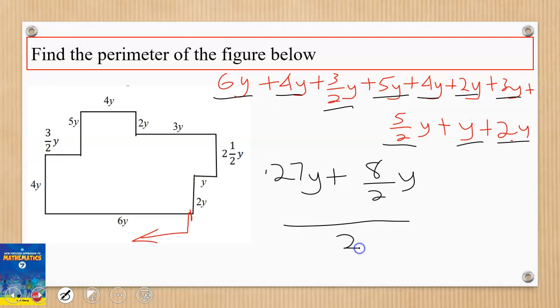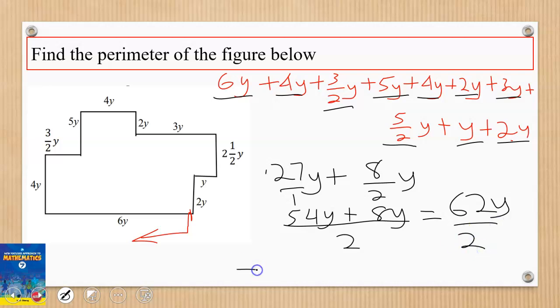The LCM is 2. Here is over 1. So 1 divides 2 as 2 times 27 will give us 54y. Then plus 2 divides 2 as 1 times 8 will give us 8y. So when we put them together, we have 62y divided by 2, which of course we can write as 31y. So the total perimeter of the figure is 31y.